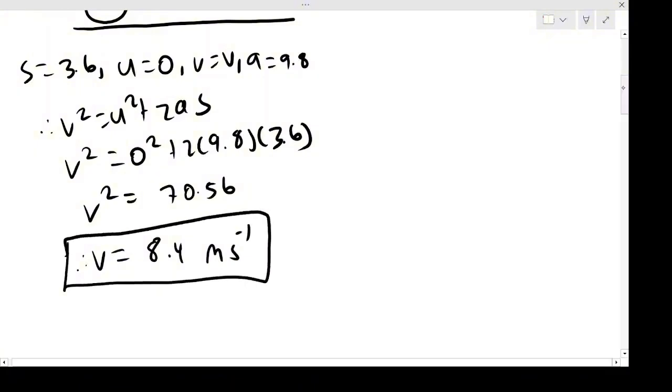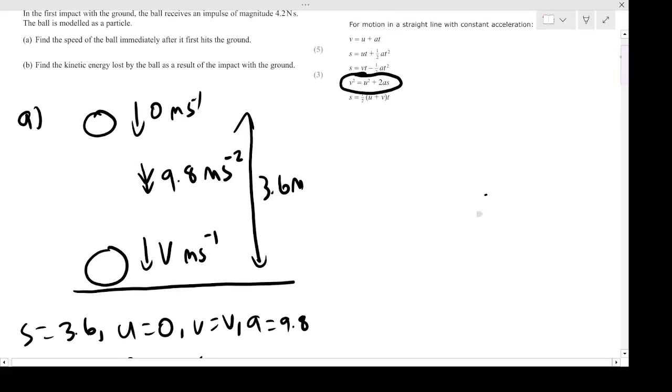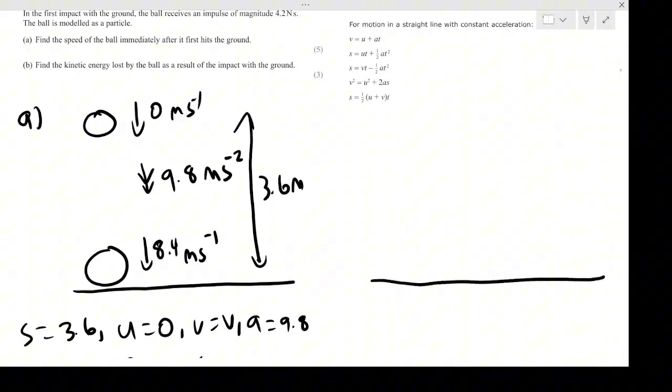So that shouldn't be unfamiliar. Hopefully you remember that from last time. So there we are. So this speed here is 8.4, and then of course once it bounces down, it's going to then bounce back up off the ground. So now we've got this scenario here where the ball is bouncing upwards, okay, and it leaves the ground with speed u. I'm going to call it u dash, to represent the new initial speed.